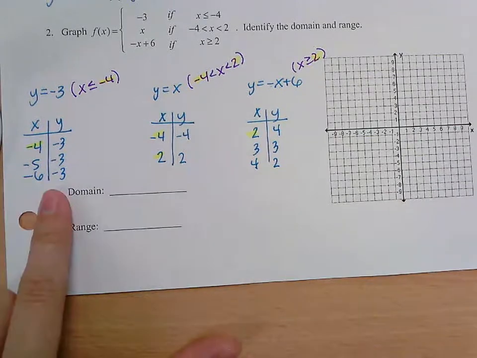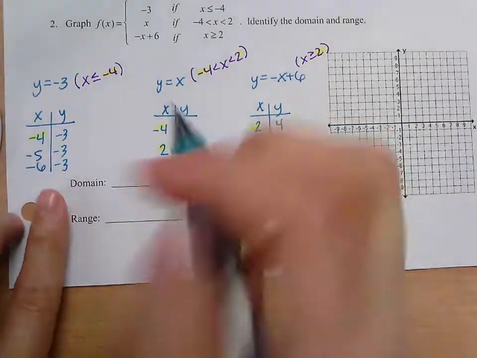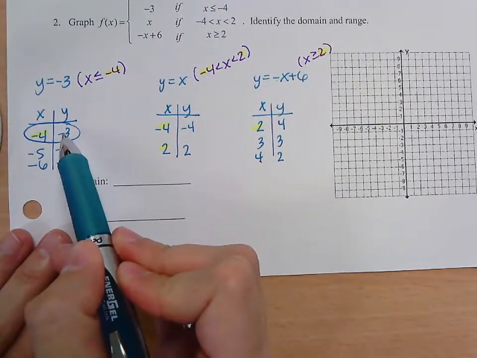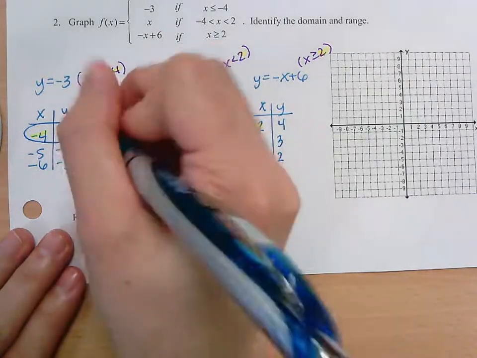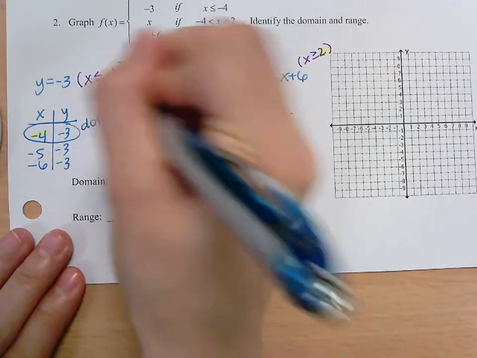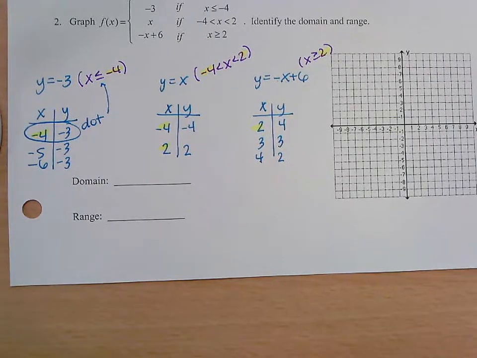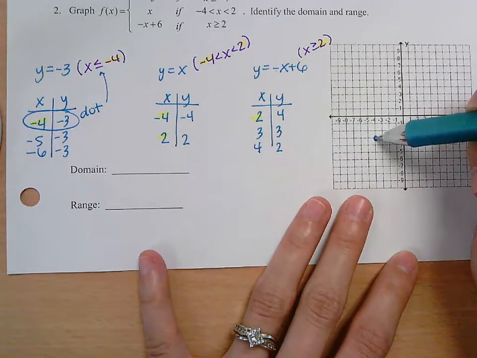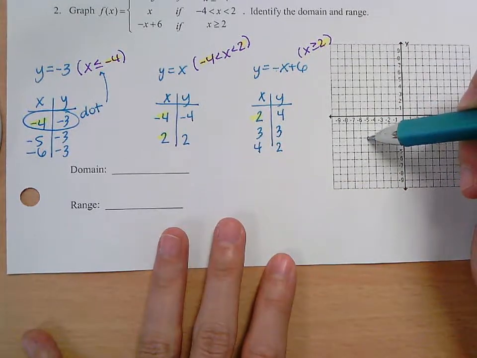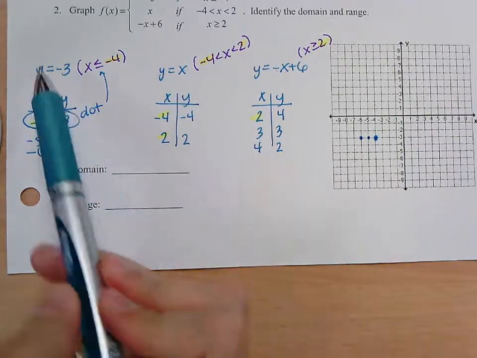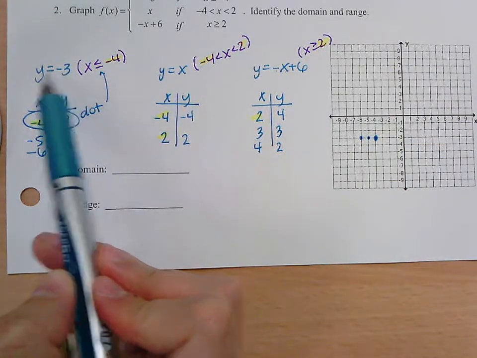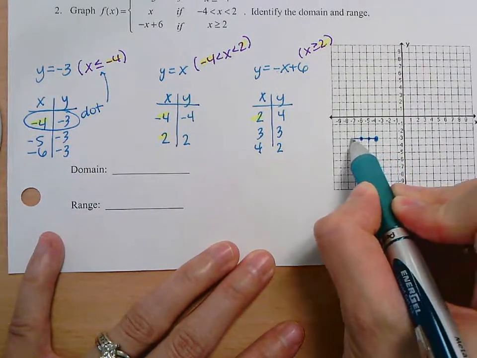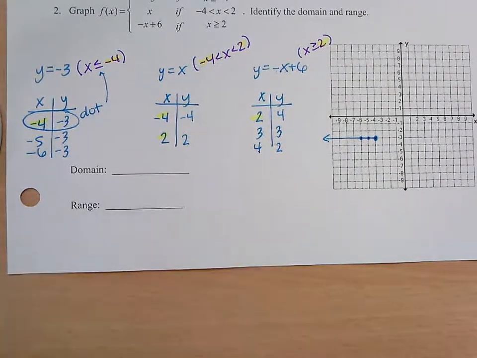Okay, so starting with the y equals -3, should the -4, -3, should that endpoint here be a circle or a dot? Should be a dot, because it has the equal to, it includes -4. So -4, -3 is a dot, and then -5, -3, -6, -3. So when you have y equals a number, that's just a horizontal piece. There's no slope. So that will be a ray extending out to the left.